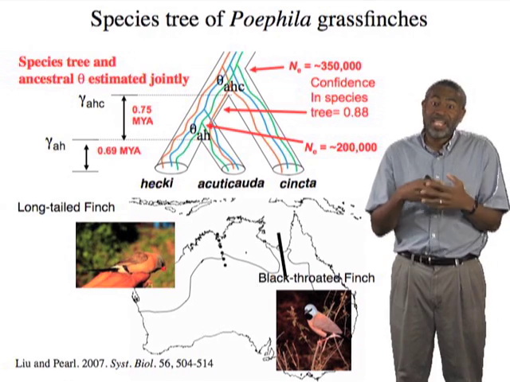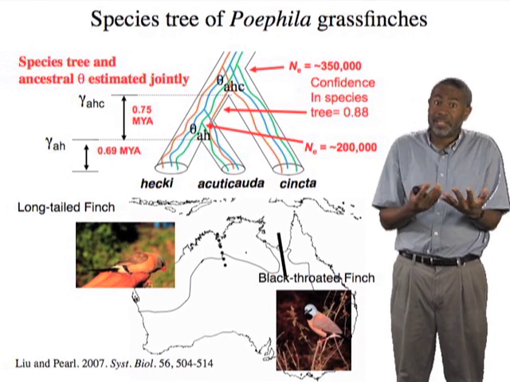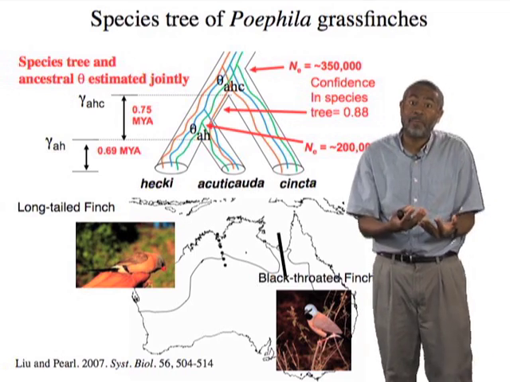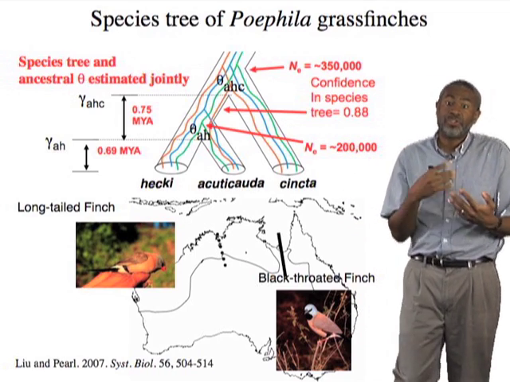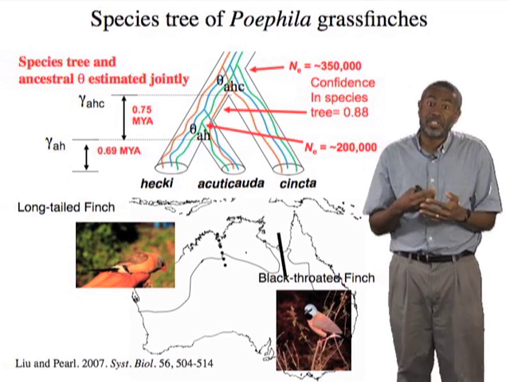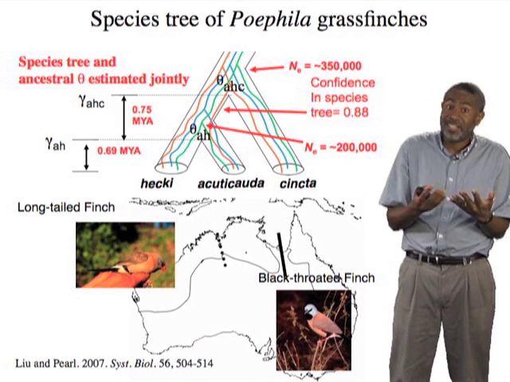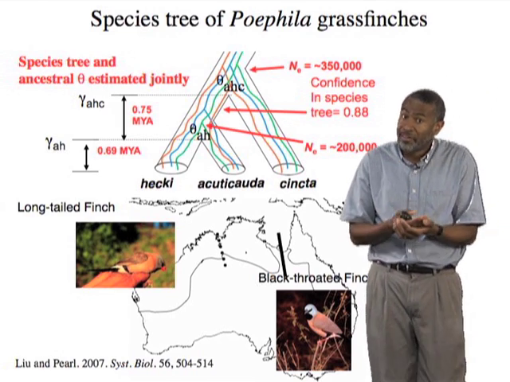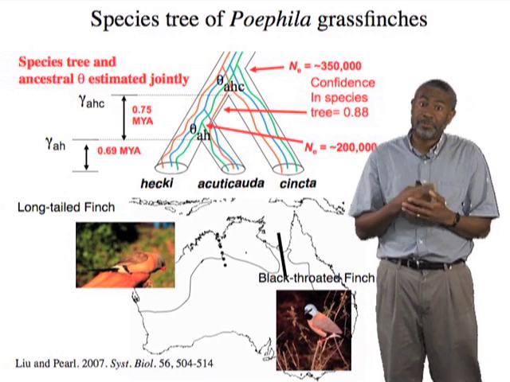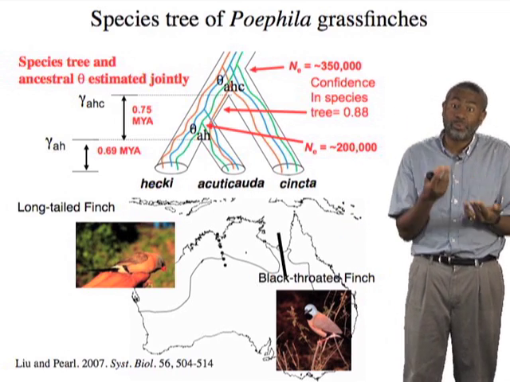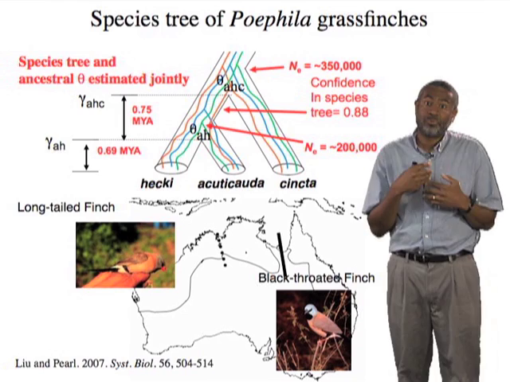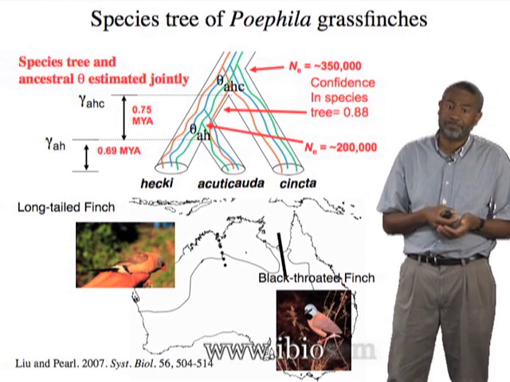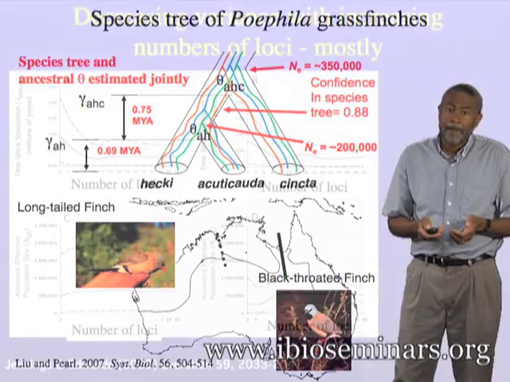And then finally, we can actually place confidence limits not just on the gene trees, but on the entire population history. So you can see we have a confidence in the species tree of about 0.88, which is pretty high. We'd like to see 0.95 or maybe even 1 for absolute certainty, but 0.88 is pretty good, we're pretty certain of this result, and that's exciting.